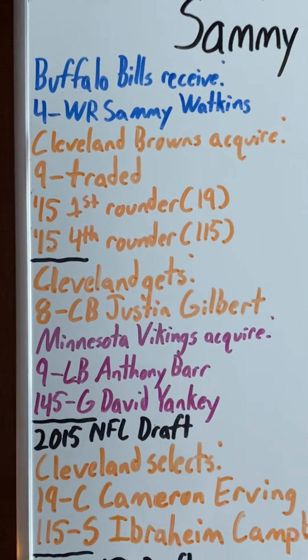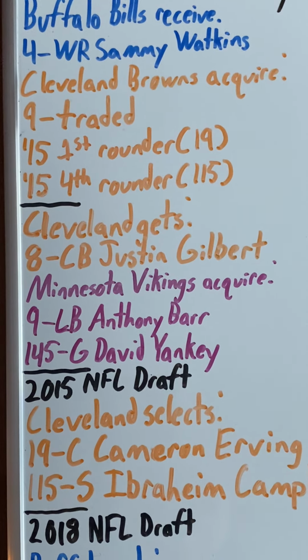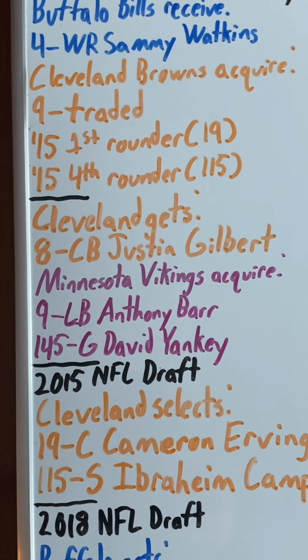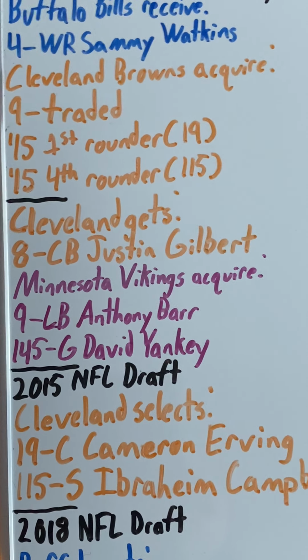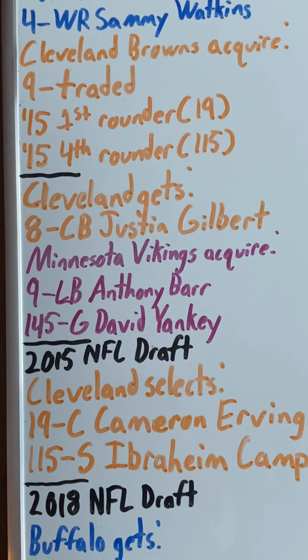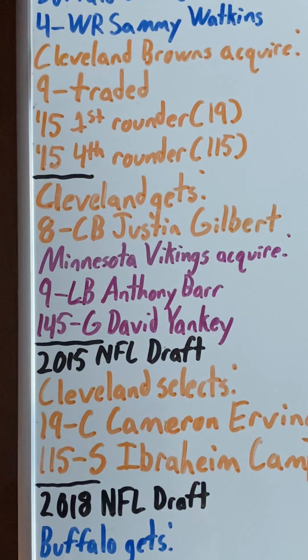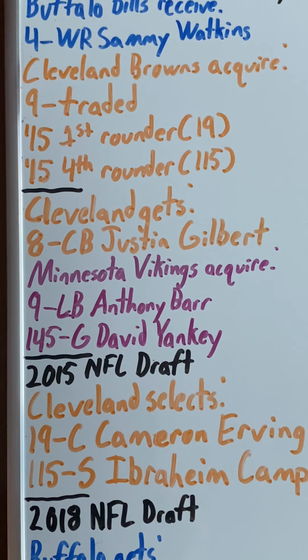So the Browns got the 9th pick, and they would trade the 9th pick along with the 145th pick to the Minnesota Vikings for the 8th overall pick in typical Browns fashion. We saw this before with Trent Richardson. They trade up one spot for some strange reason. And with the 8th pick, the Browns would select cornerback Justin Gilbert.